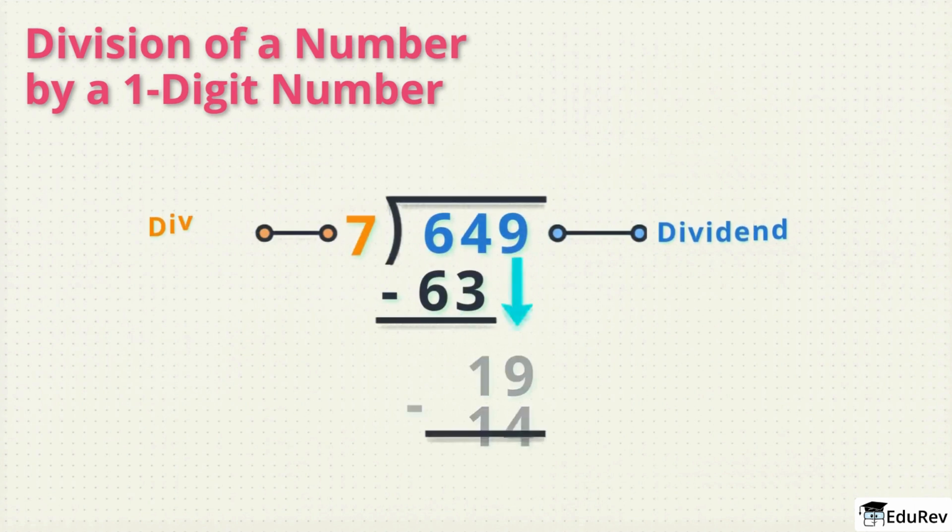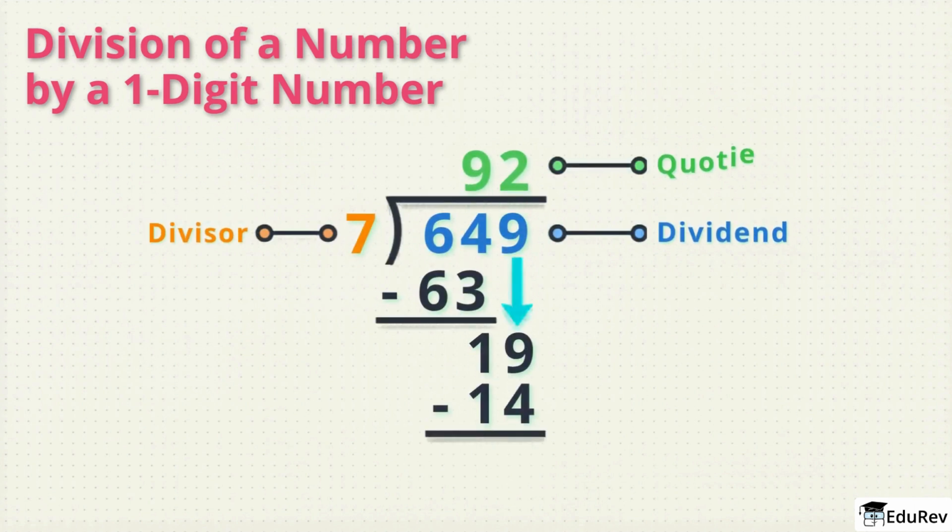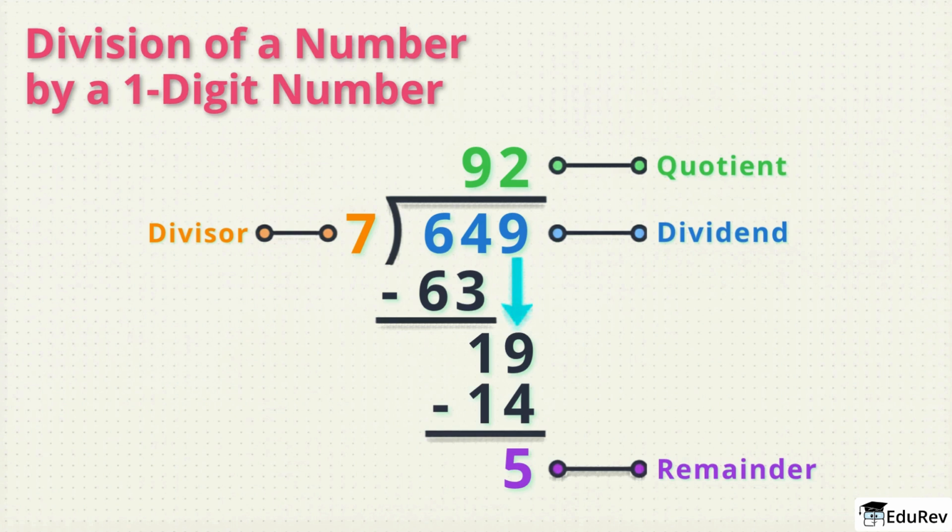Now we practice division by a one-digit number. Look at 649 divided by 7. The quotient is 92 and the remainder is 5. We do it step by step, starting from the left and keep subtracting until we finish. This is the standard long division method.